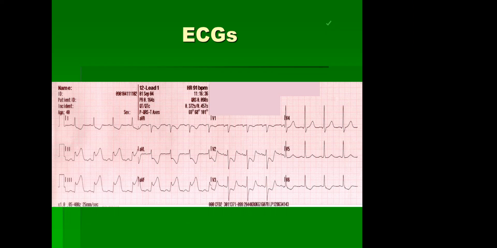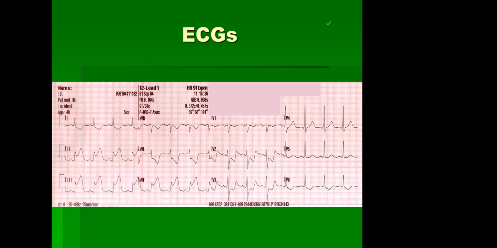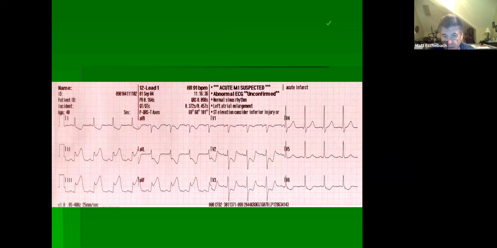V1, I want to say you have the inverted T waves and P waves in one, and then you have, well, if you flip it, V2, you would have your elevation, and the same with V3. So it would be an inferior and posterior MI. Very good. Okay. That's it.